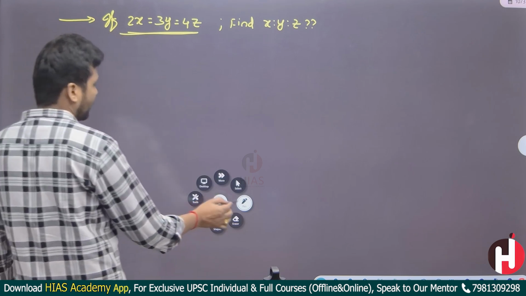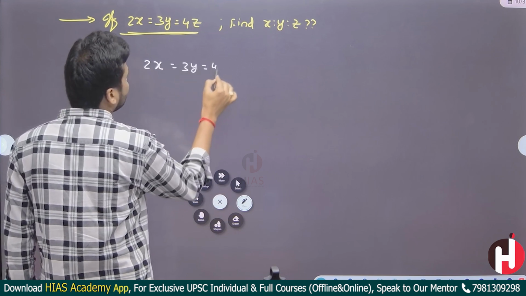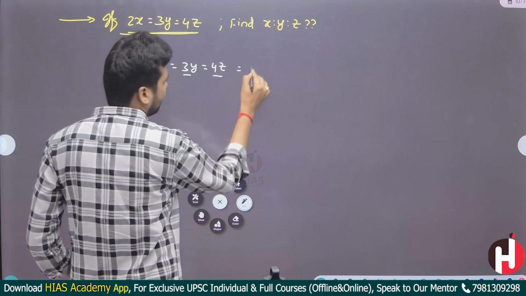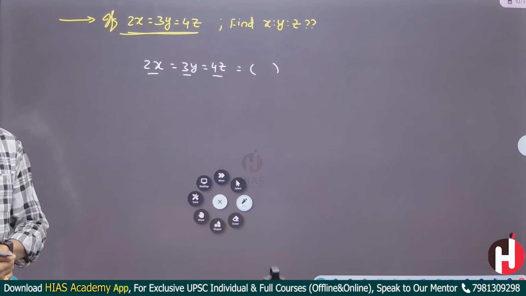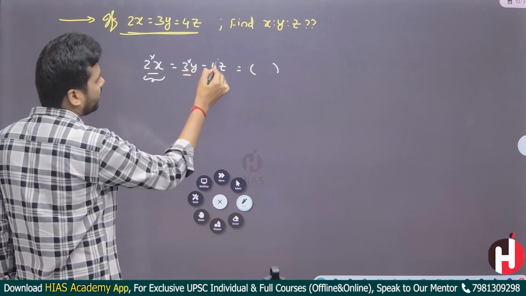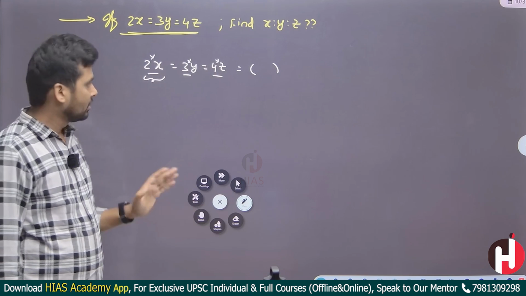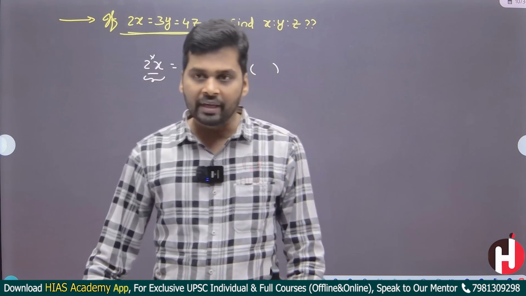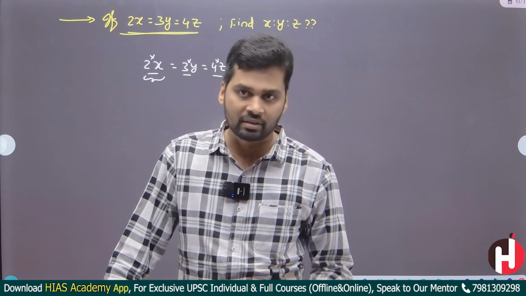So here it is given that 2x is equal to 3y is equal to 4z. All these three terms' values are the same, so these three terms can be equal to any value, right? You can equate all these terms to any value. The simplest way to do this problem is to take the LCM of the given numbers and equate each term to that LCM.